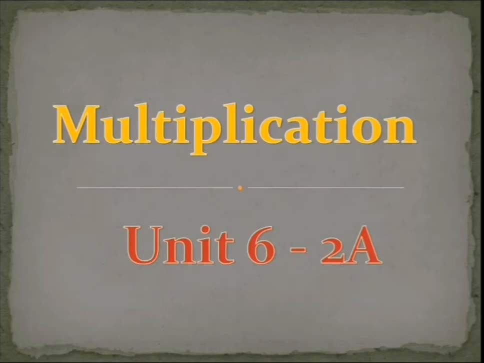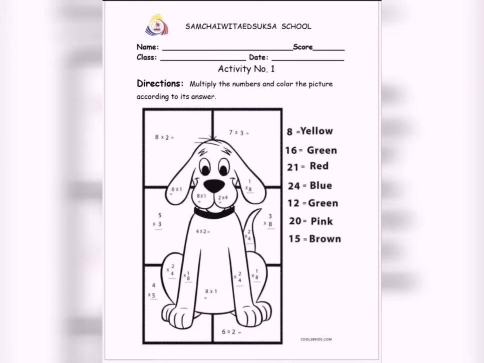Hi kids! In today's video clip, I will be giving you an example on how to answer activity number 1 and activity number 5 in your exercise. So let's start. So here we have activity number 1. Let's read the instructions together. Directions: multiply the numbers and color the picture according to its answer.